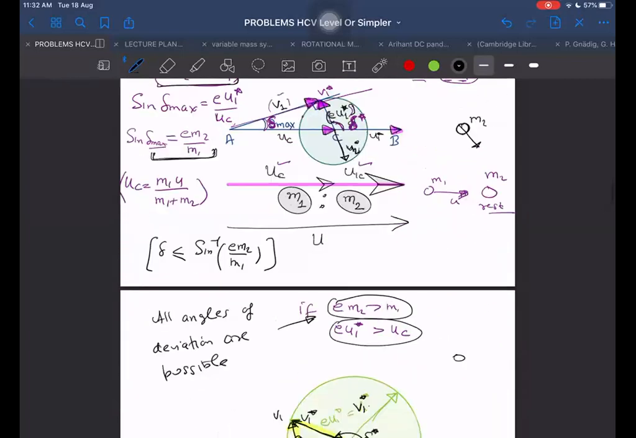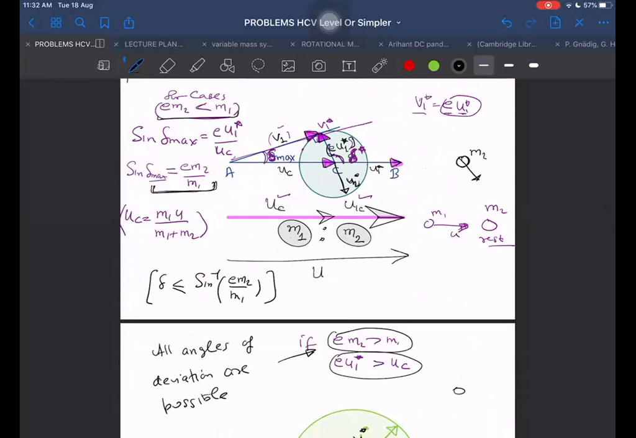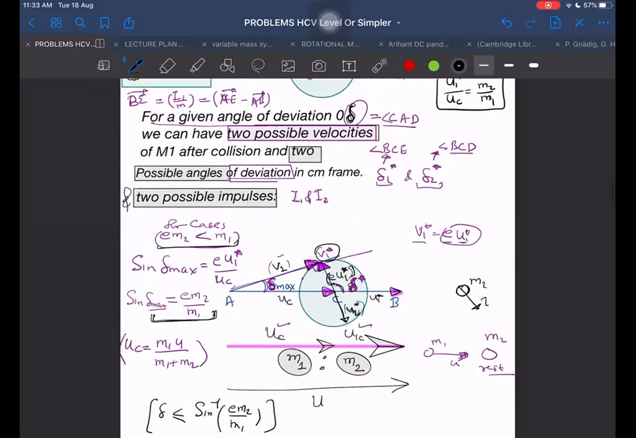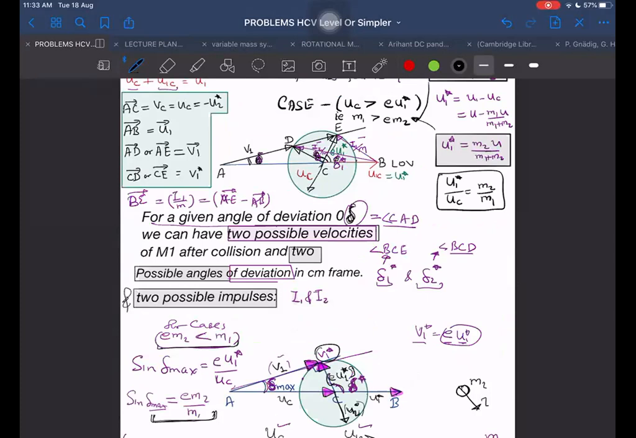Let me go through my arguments again. I am saying that in the center of mass frame, the velocity of 1 is V1 star, and the velocity of 2 is V2 star. The direction of impulse should be in the same direction as the direction of velocity. But M2's velocity also, we know that in the center of mass frame, they should be equal and opposite. This U1 star, e into U1 star, that is V1 star, and that should be equal to U2 star, right? This should be equal and opposite or not?